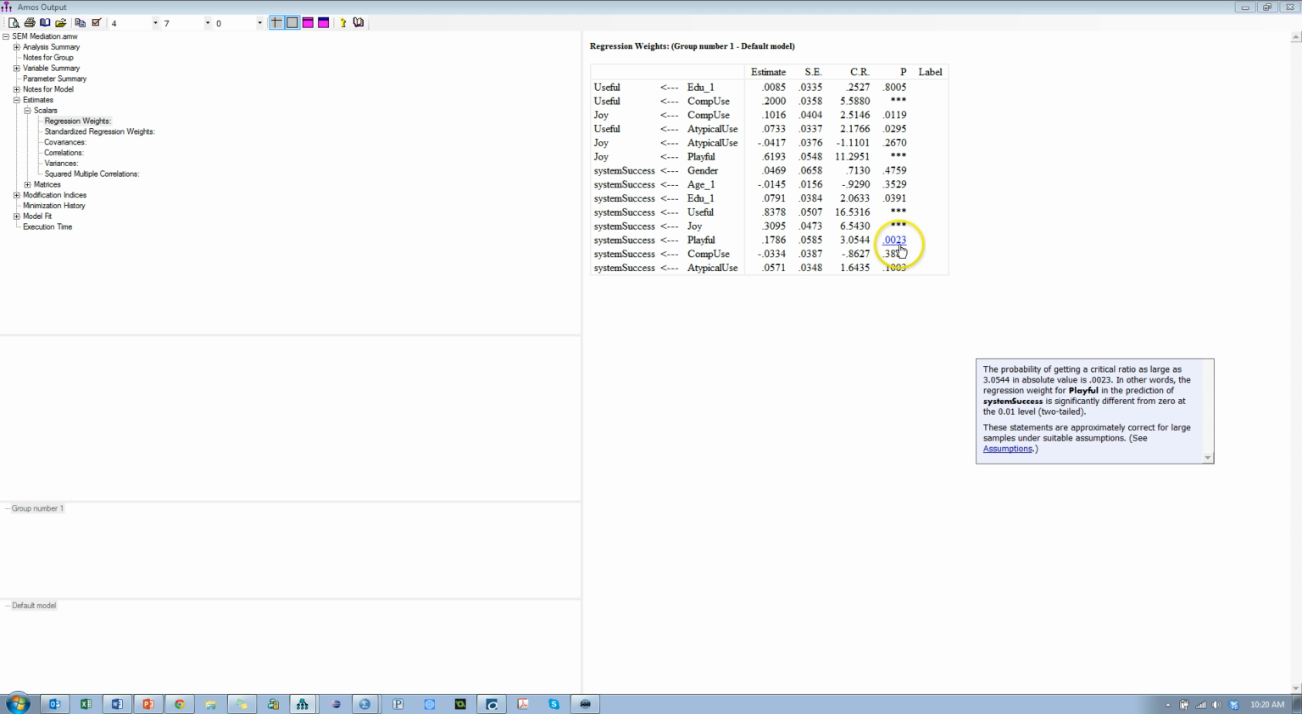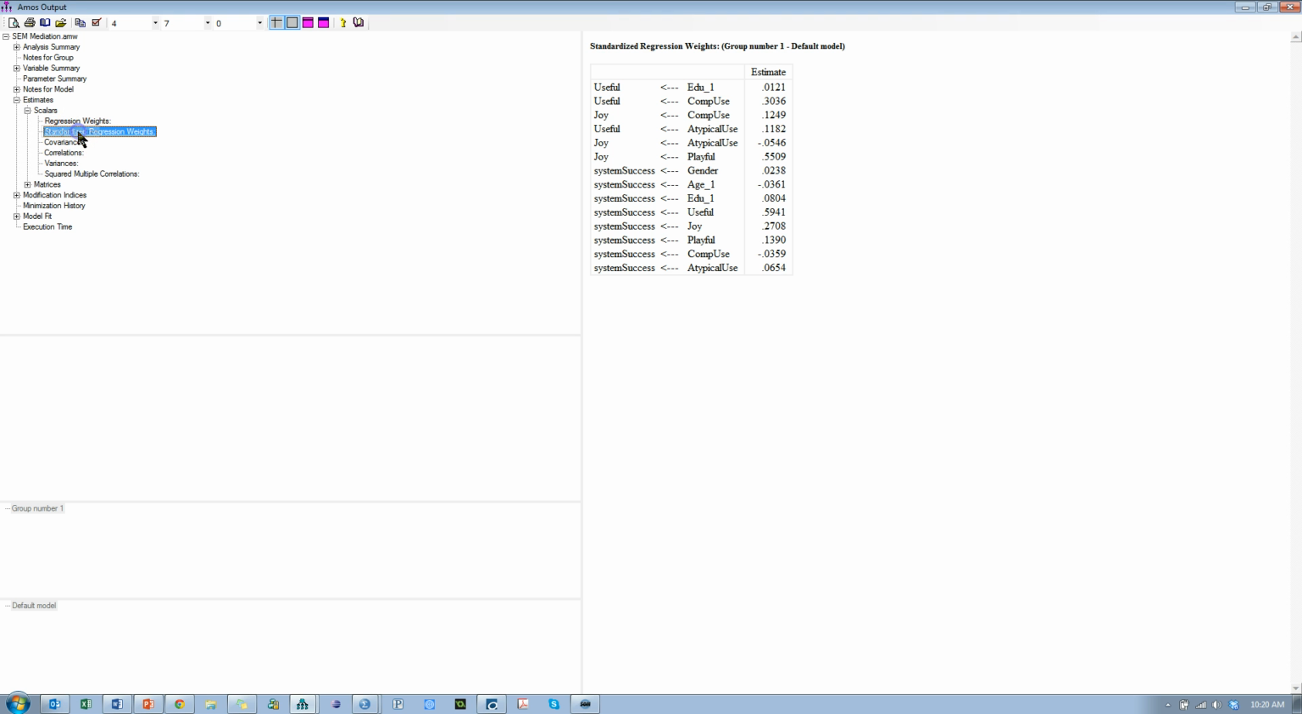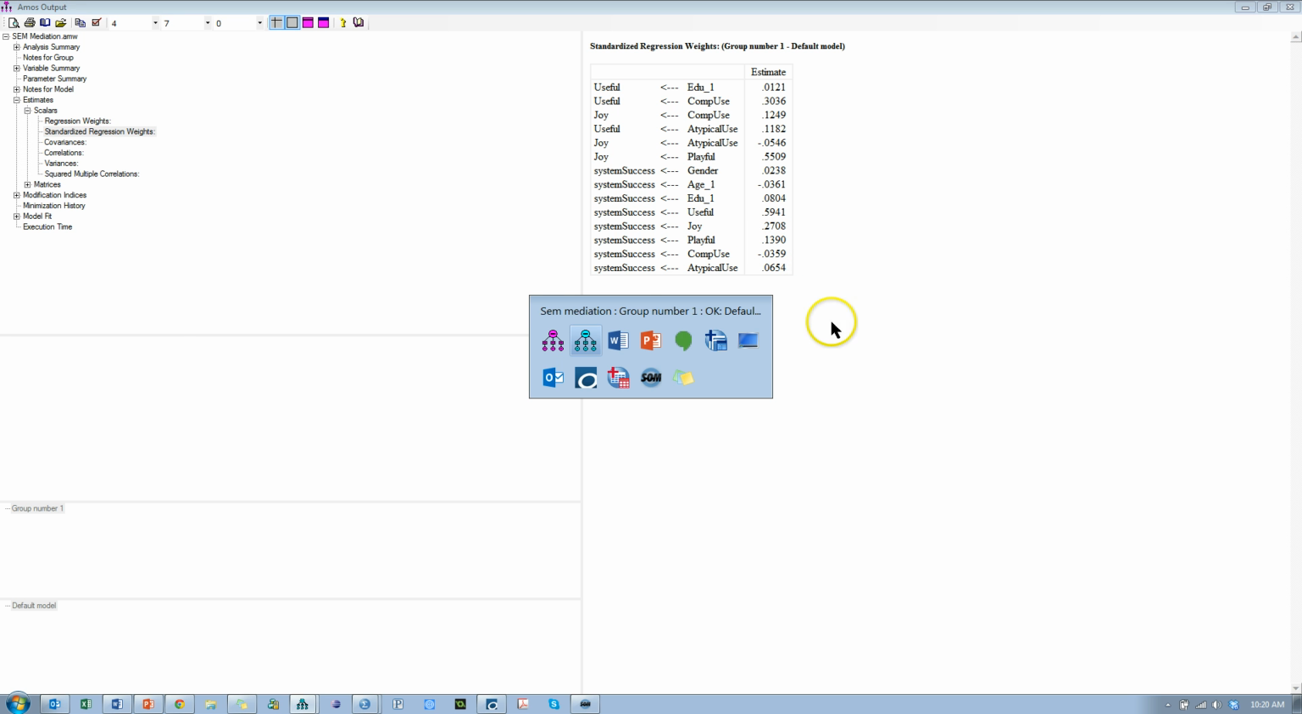And then here's the p-value right here. 0.0023 is less than 0.01. So we have 99% confidence there. Shouldn't we be able to see the 0.14 somewhere in the text? Yeah, it's over here in standardized regression weights. 0.1390, which is 0.14. And typically we would report 3 decimals, so let's do 0.139.